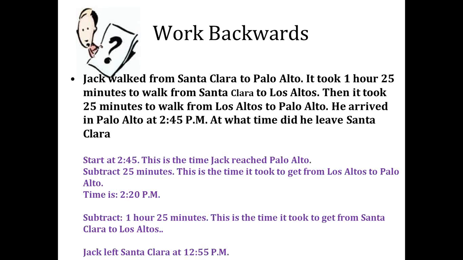And then lastly, I think we have another one. Yes, working backwards. This is one of those classic problems, but let them read it.